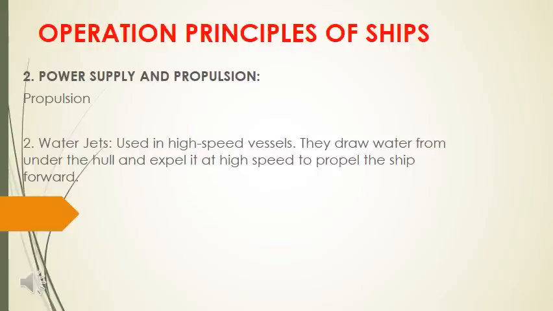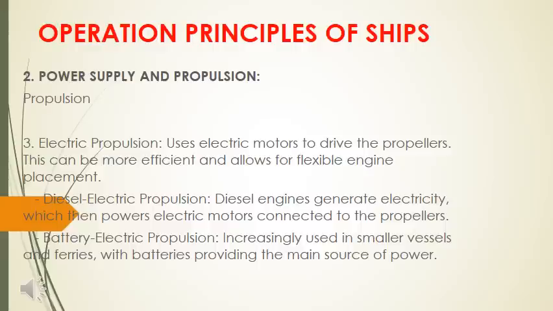Number 3, electric propulsion. The use of electric motors to drive the propellers. This can be more efficient and allows for flexible engine placement. So this could be in the form of diesel electric propulsion or battery electric propulsion. In diesel electric propulsion, diesel engines generate electricity which then powers electric motors connected to the propellers. Battery electric propulsion is increasingly used in smaller vessels and ferries, with batteries providing the main source of power.